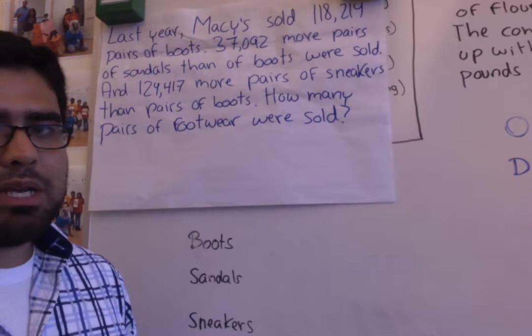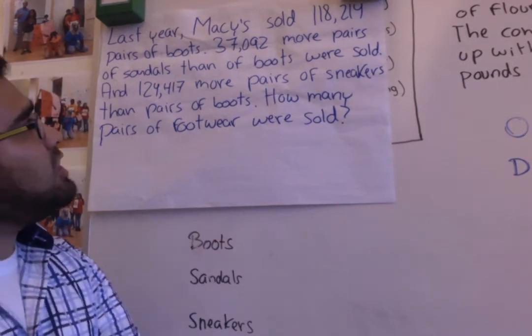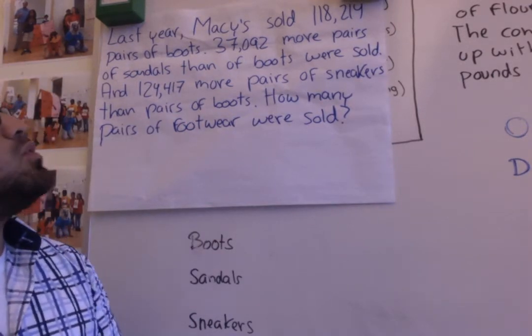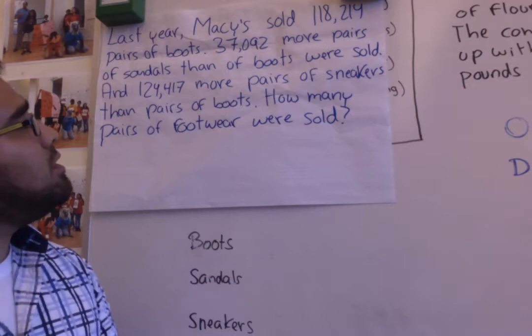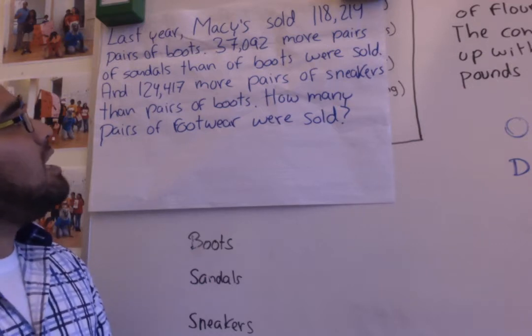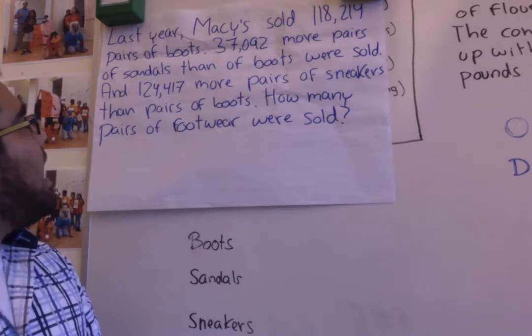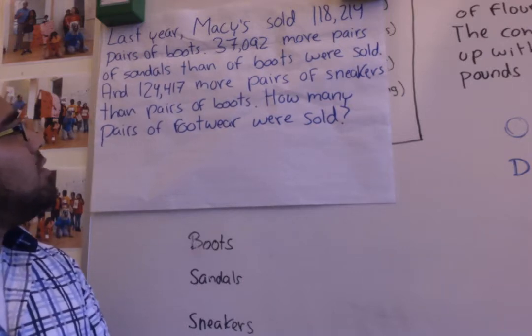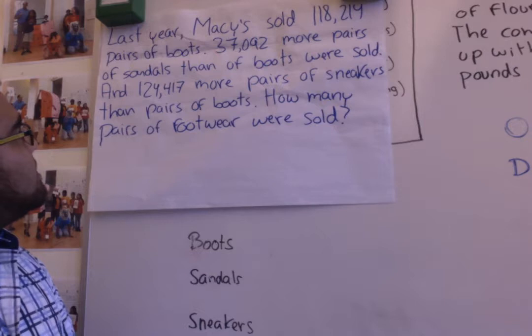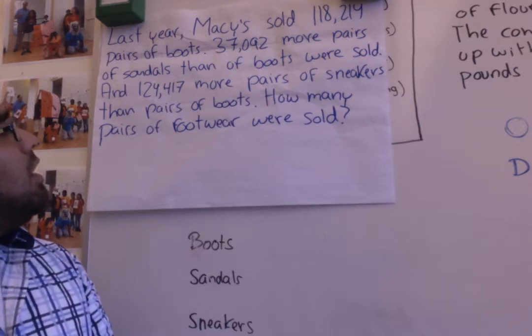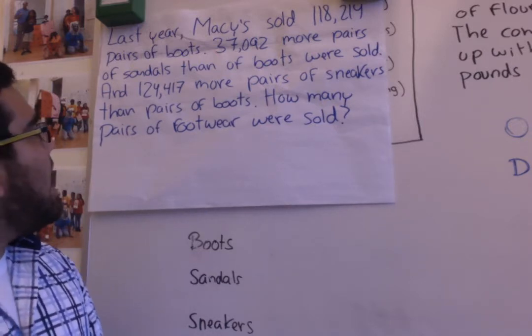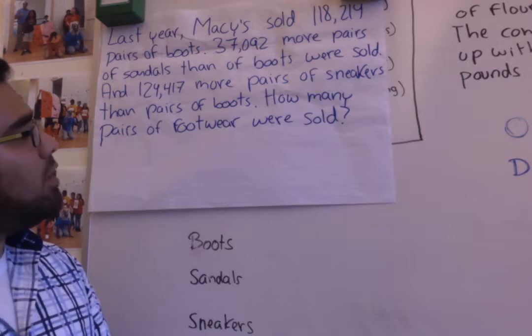We have a word problem here. It says, last year Macy's sold 118,214 pairs of boots. 37,092 more pairs of sandals than of boots were sold. And 124,417 more pairs of sneakers than pairs of boots were sold as well. How many pairs of footwear were sold?